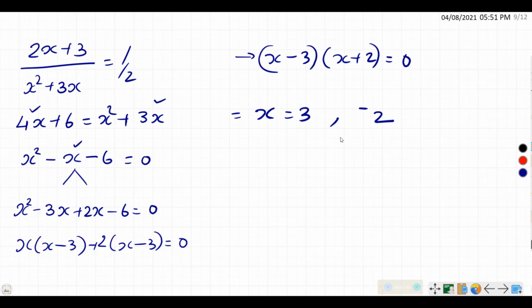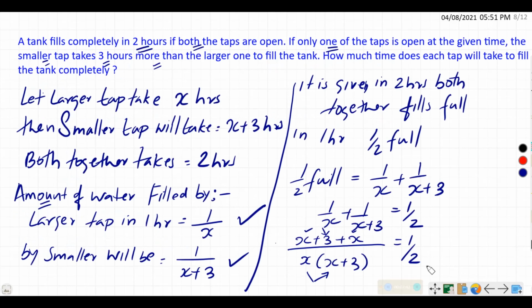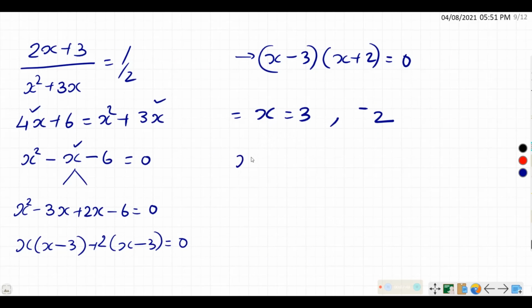Okay, and we know that at the beginning we kept x as the time taken by the larger tap to fill the tank, and it should be positive because it is time. So 3 hours is the correct answer. So the larger tap will take 3 hours.